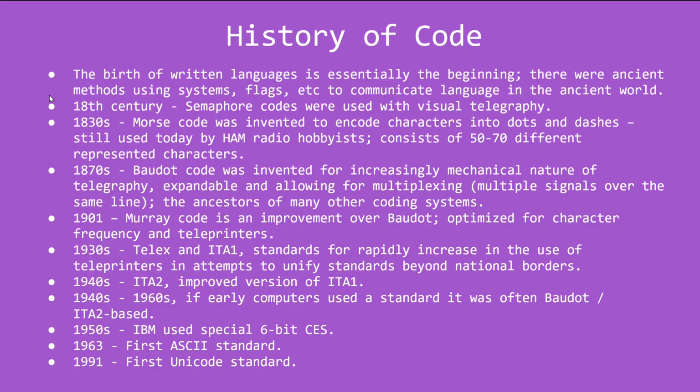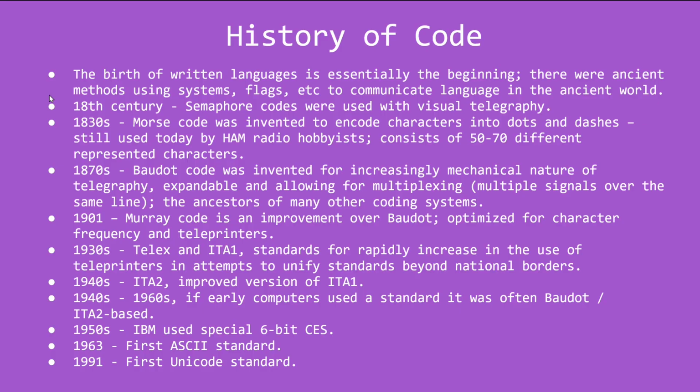I'm sure there were others. About 30 years later, Murray code came along as an improvement over Godot, but again, just one of many variations. It specifically was optimized for character frequency, so making sure that teleprinters could operate at a much higher and more efficient speed compared to human operators.